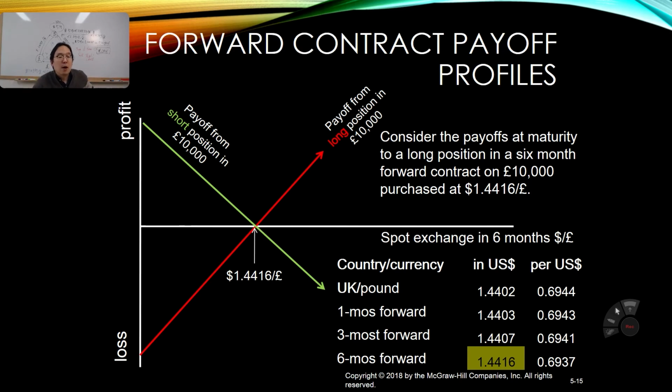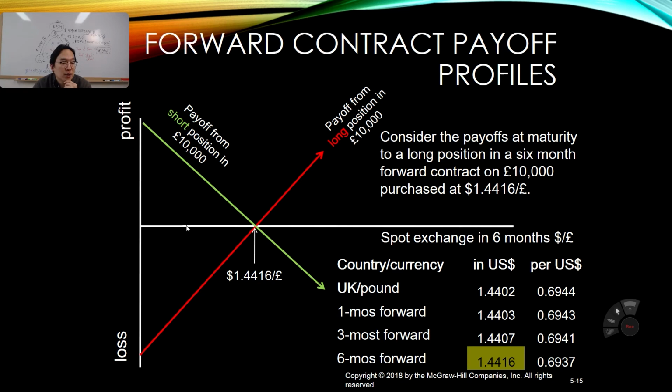Okay, if it goes above 1.4416 and I'm in a long position, then I'm in the money, right? I'm making money, a positive profit, right? Otherwise, I would be losing money over here. Okay, the red line, loss or profit. Now, the spot exchange rate in 6 months, dollars per pound, country US, right? Per pound, it looks like this, right? So that's the diagram of how it works, right?